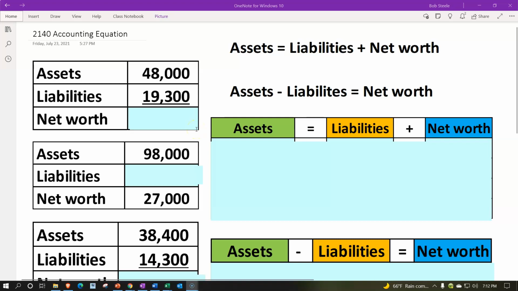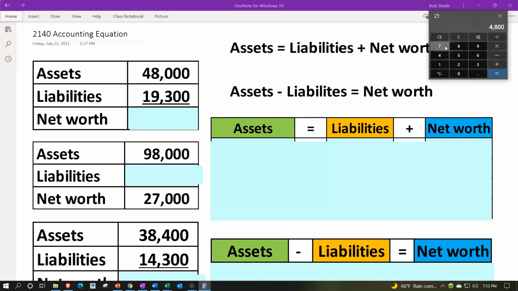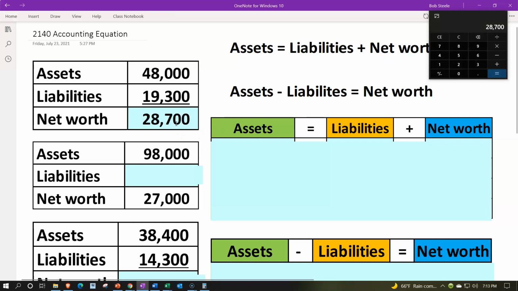So if we pull out the trusty calculator, we can see here we have the 48,000 minus the liabilities, the 19,300, which would give us 28,700. You might do that in an accounting equation format, which I have with assets in green equal to liabilities in orange plus the net worth equity.